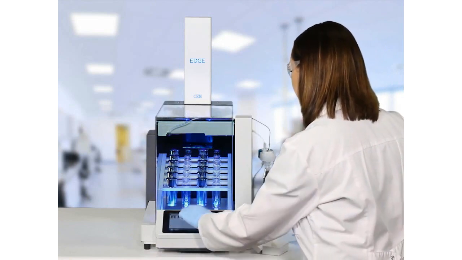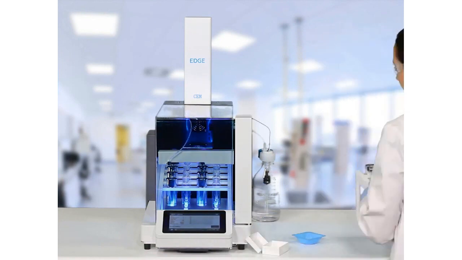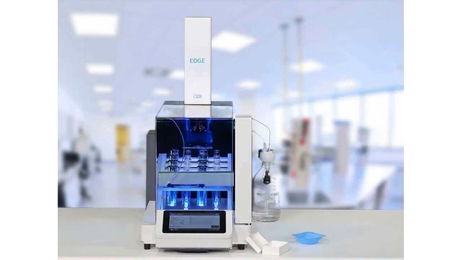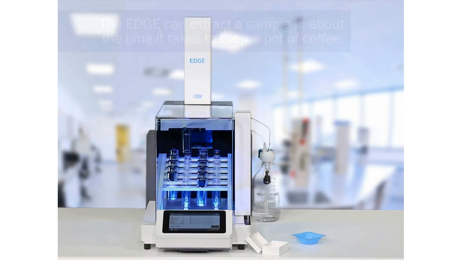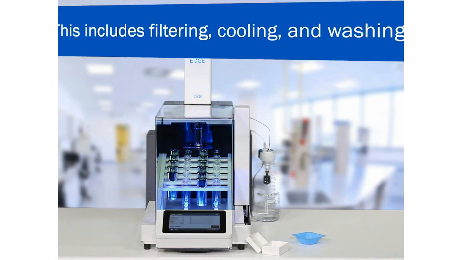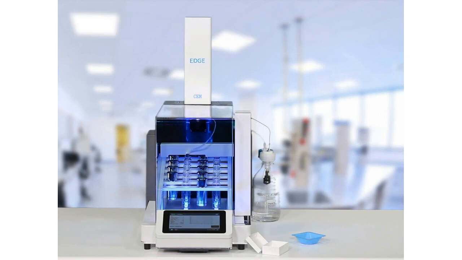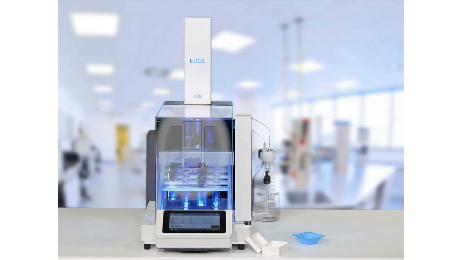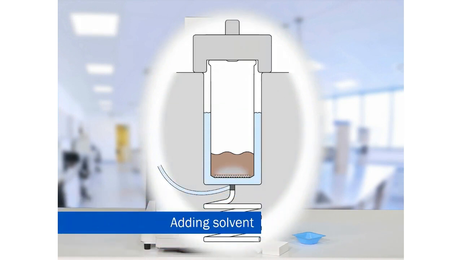With just a few clicks, our methods are loaded. The automation is going to come down. It's going to pick up our Q-cup, and it is going to load it into our chamber. Once the sample is in the chamber, the actuator is going to come down and create a sealed environment. Once you have that sealed environment, we're going to add solvent by both the bottom and the top. This is going to fully wet our sample.